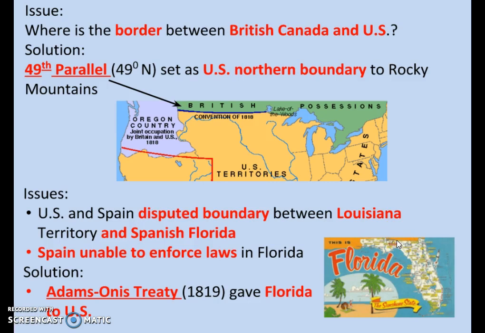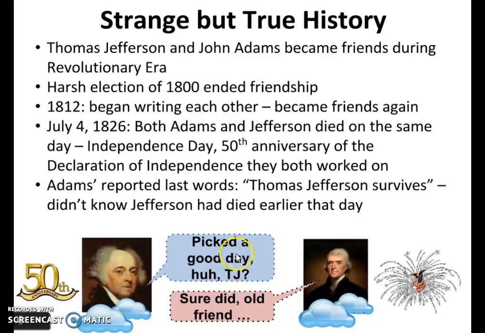So if Spain's unable to enforce the laws, the U.S. says we'll send soldiers down there to do it. In the Adams-Onís Treaty of 1819, the U.S. takes claim of Florida and annexes Florida. So that's how we gain the Florida Territory, through the Adams-Onís Treaty.